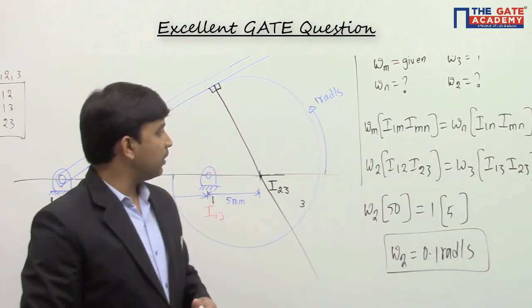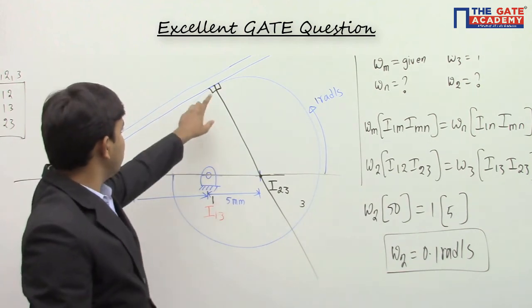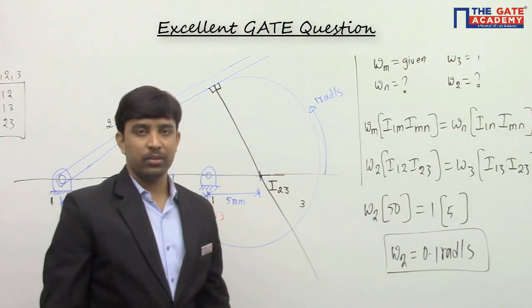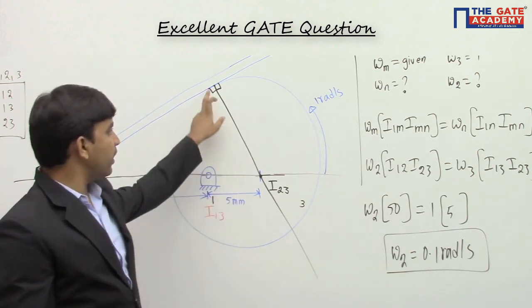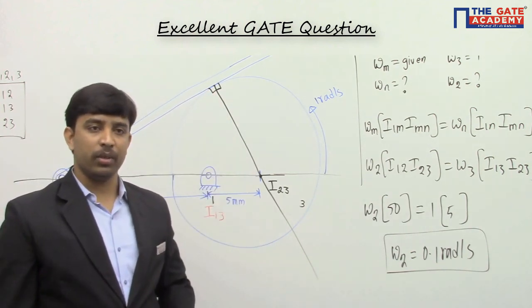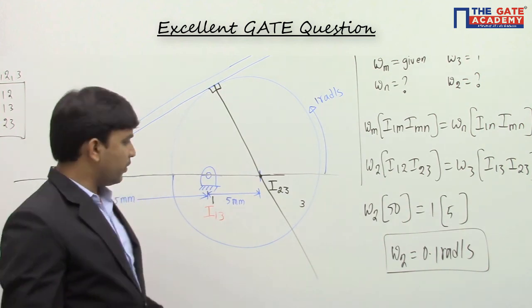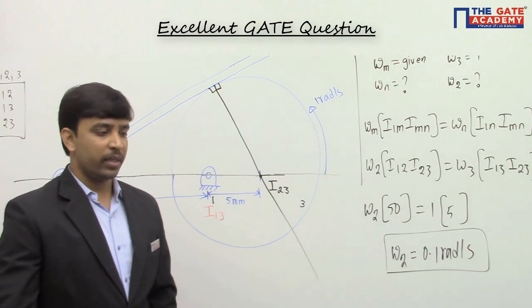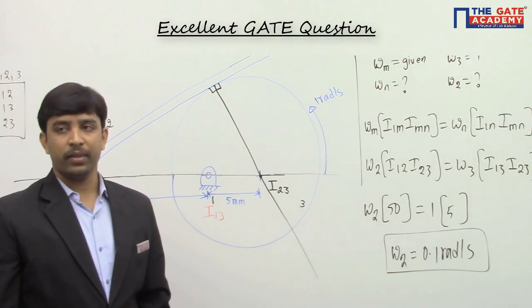It's a very simple question. Most of the students get confused in locating the instantaneous center I23. They are connected by a higher pair. For a higher pair, the I center lies somewhere along the common normal. And for a different instance, by using the Aronhold-Kennedy theorem, we can locate the position of the instantaneous center.